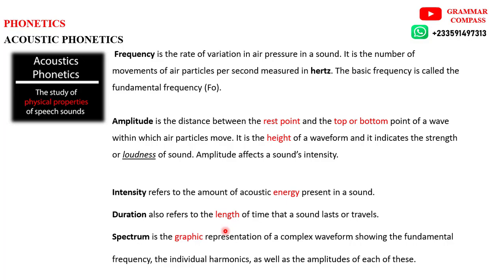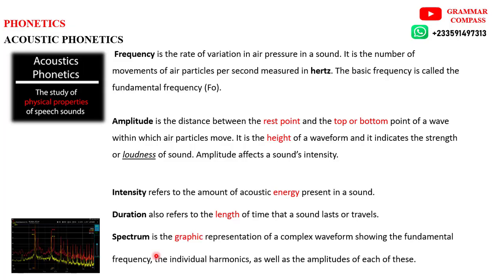What about spectrum? Spectrum is like a picture of sound. That is why we are saying it is the graphic representation of a complex waveform showing the fundamental frequency, the individual harmonics, as well as the amplitudes of each of these. Spectrum is often used in speech analysis to see what a sound looks like. So this is an example of a spectrum. It is the graphical representation of a waveform.